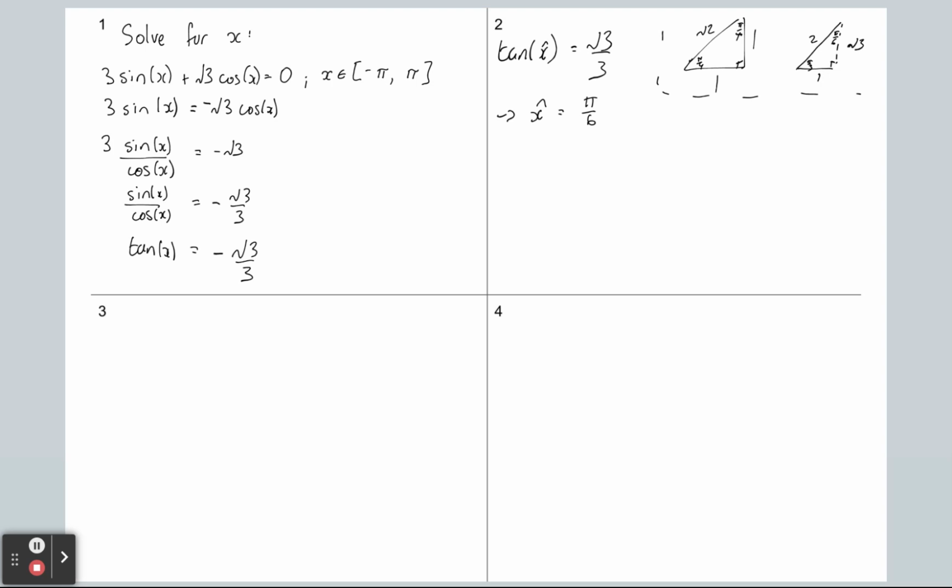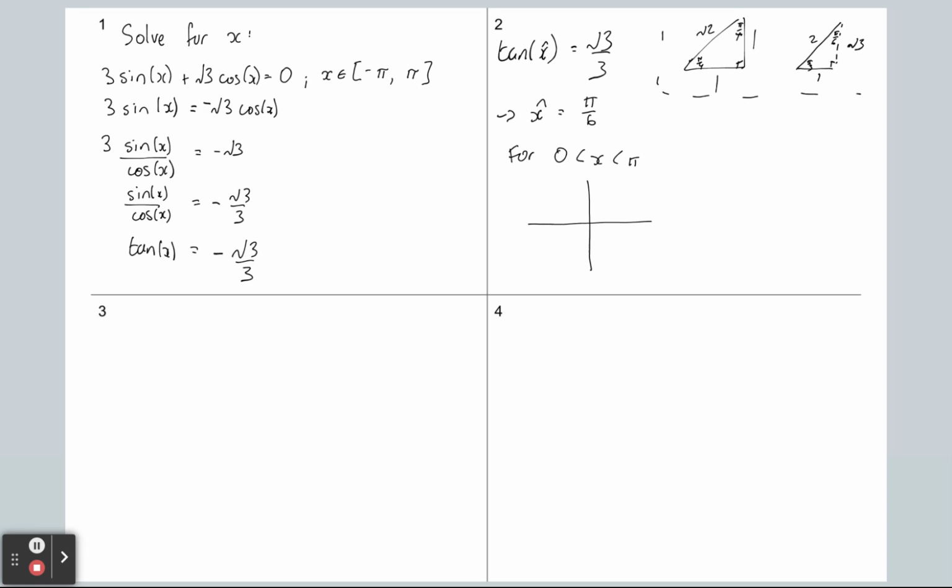Now, that's the hard work done. The rest of it is like the easier ones, really. Now we just need to consider the domain, which is from minus pi to pi. And as I said in the previous video, it's best if we split that up. So I'm going to go for 0 to pi. So that's my positive spins first.